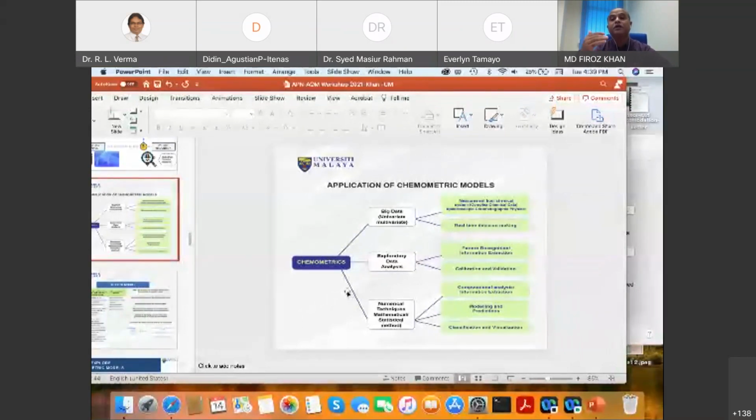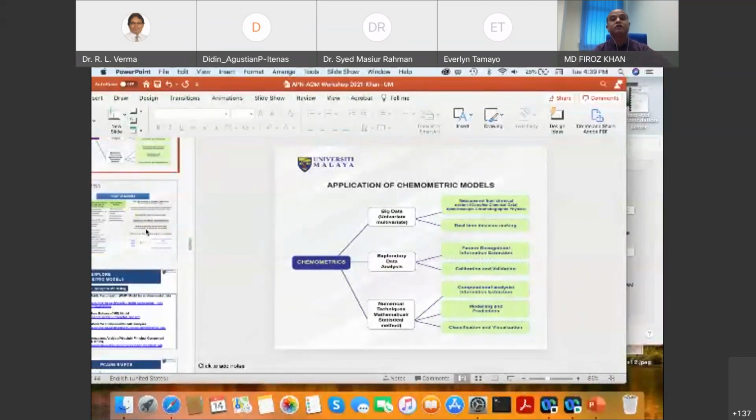So we need to identify. This is called pattern recognition. At the same time, this chemometric model can also help us with forecasting. Forecasting means, how about the concentration of a certain pollutant tomorrow or the day after tomorrow, right? We also can do forecasting. This is just a simple example of how chemometric models have been applied to many domains in research.